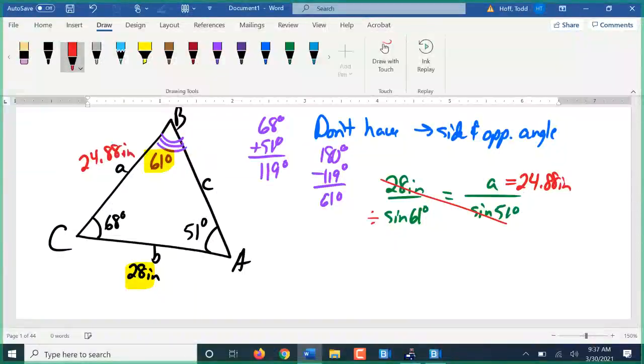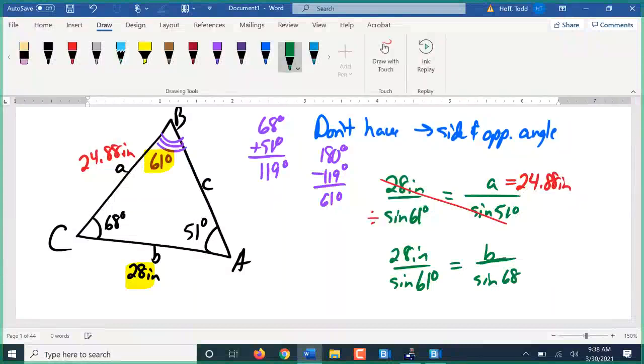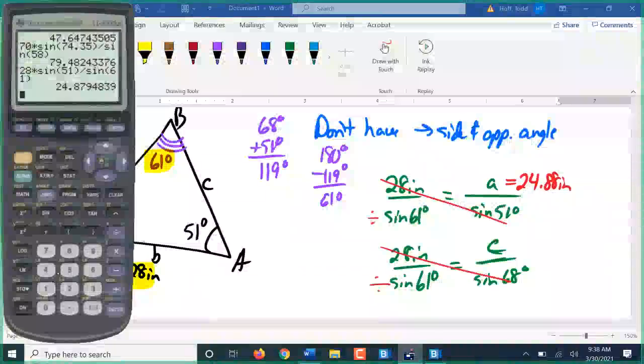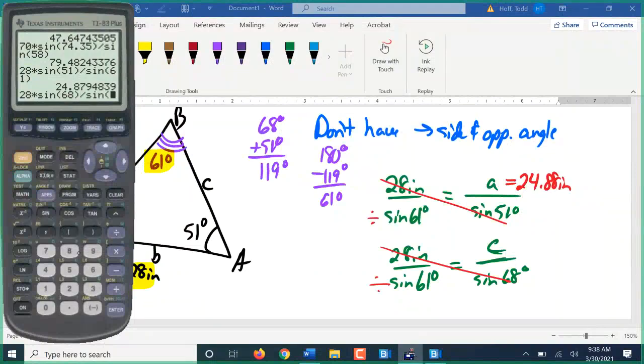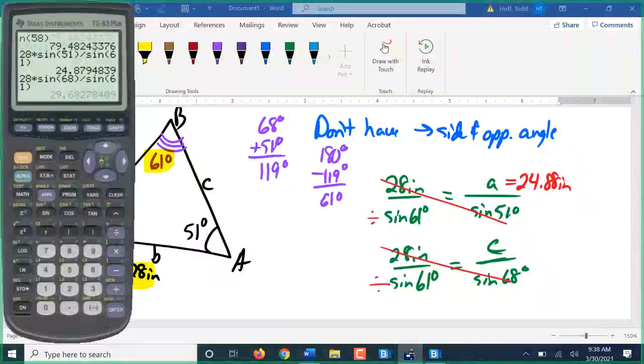We would repeat pretty close to the exact same proportion to find side C. We put side C up here, and it'll be over the sine of 68 degrees. And we cross multiply and divide. 28 times the sine of 68 degrees divided by the sine of 61. We got 29.68.